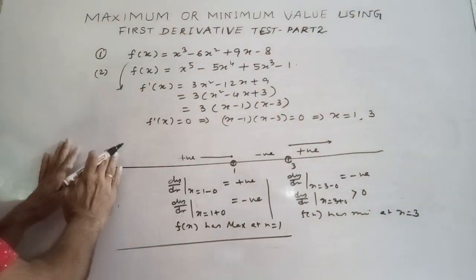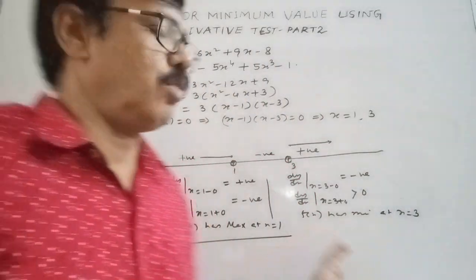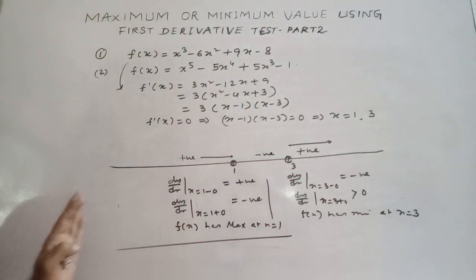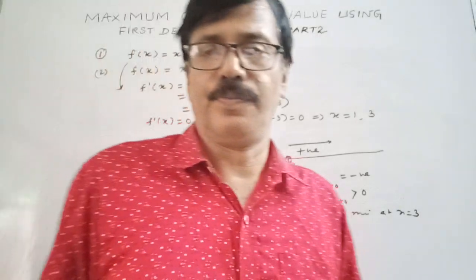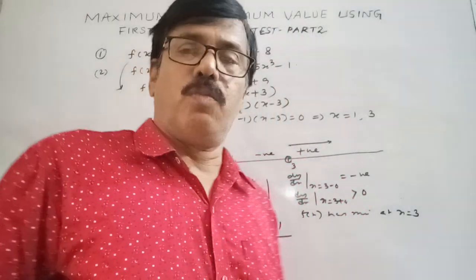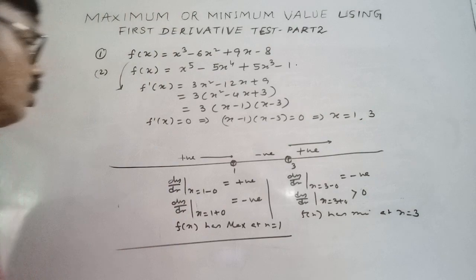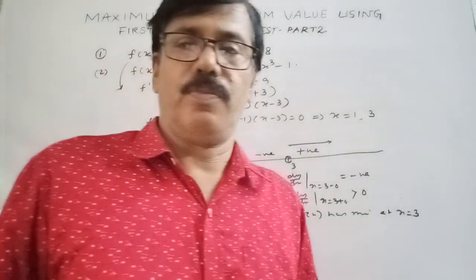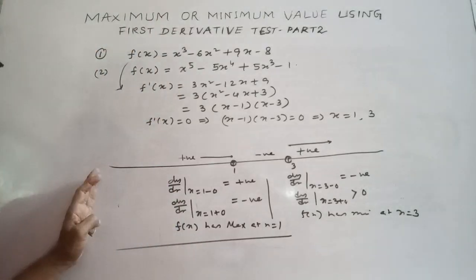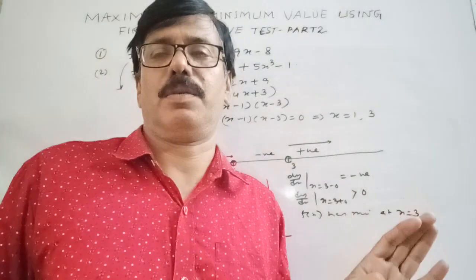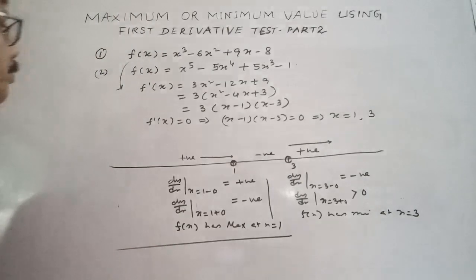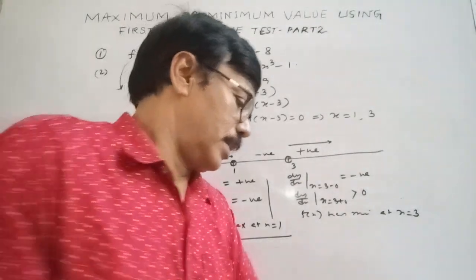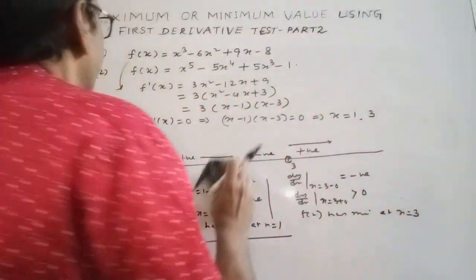So this is the rule for how to find maximum and minimum value using the first derivative test. But in board exams, we always use the second derivative test. Second derivative negative, maximum value; second derivative positive, minimum value. Now, next one.